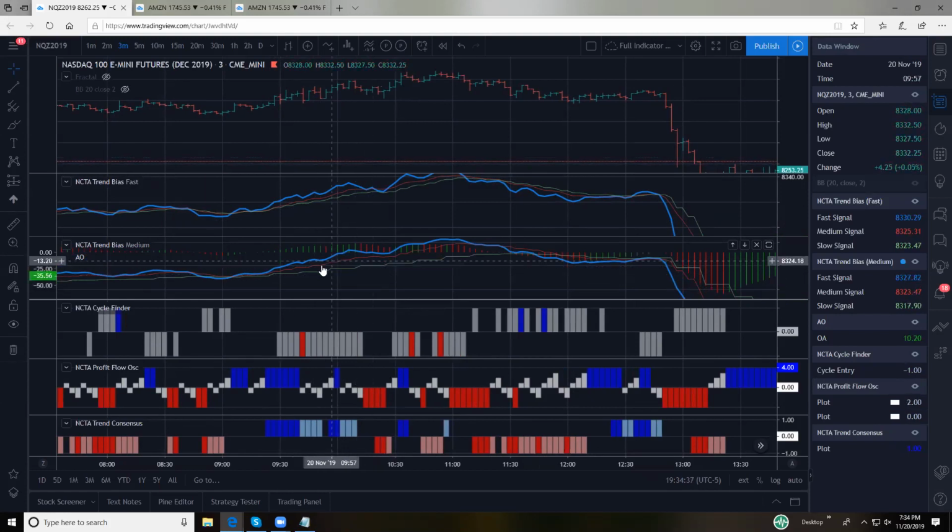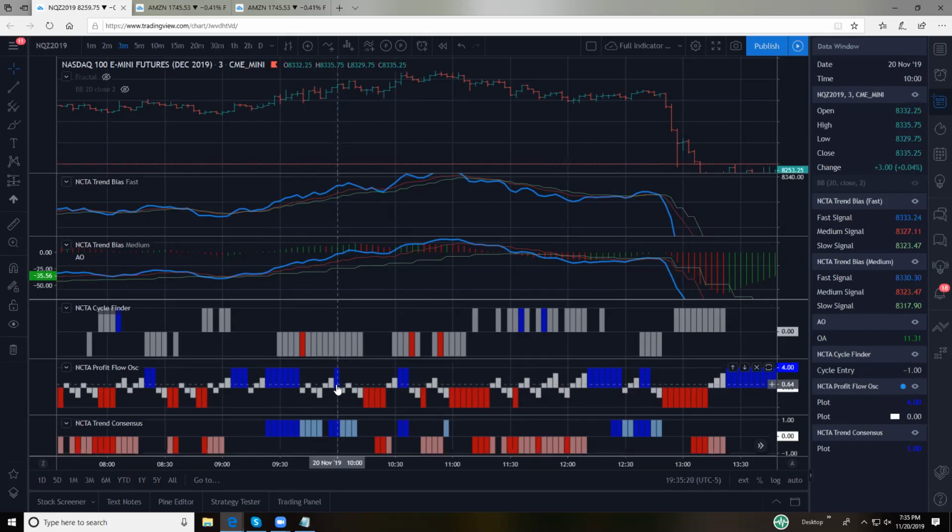So let's go through this here. After 9:30, I got to get to 9:30 here and then move forward. Here we go. We'll go forward. At 10 o'clock, we have a super cycle set up. 10 o'clock is a super cycle. And why is it a super cycle? Because both trend bias indicators are crossed to the upside. AO is green, oscillator is blue.